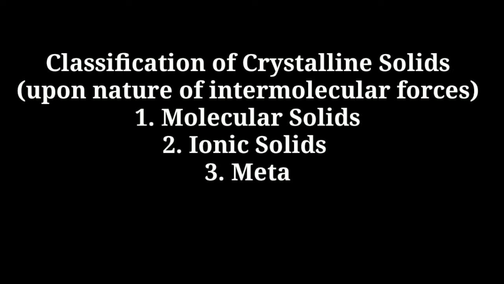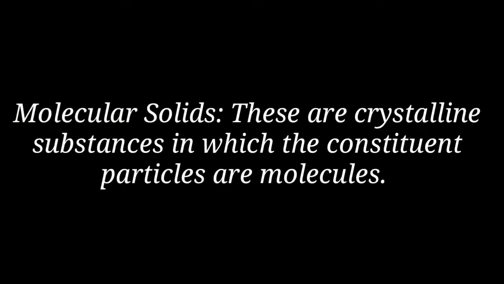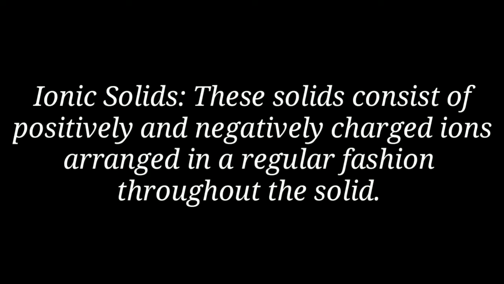The crystalline solids can be classified into four types depending upon the nature of intermolecular forces operating in them. The first one, molecular solids. These are crystalline substances in which the constituent particles are molecules. The second one, ionic solids. These solids consist of positively and negatively charged ions arranged in a regular fashion throughout the solid.